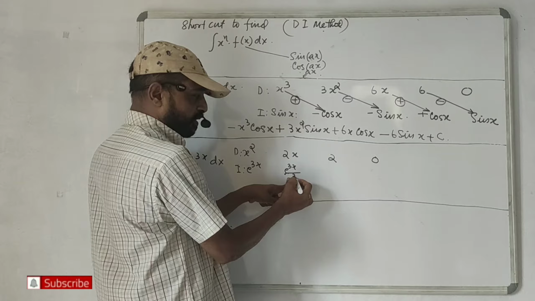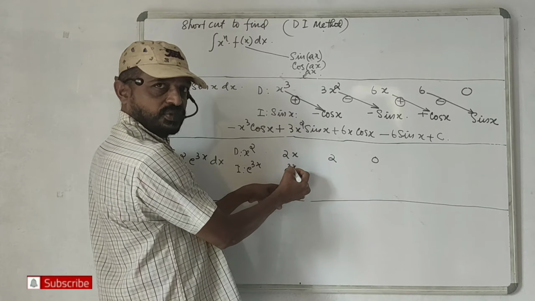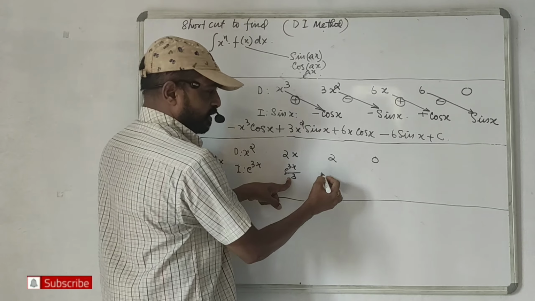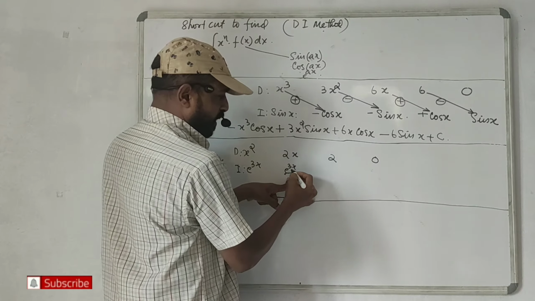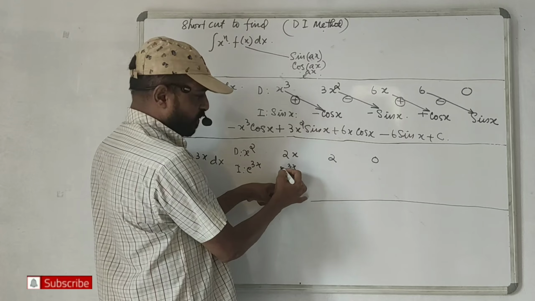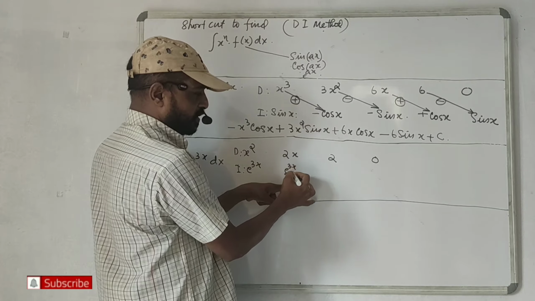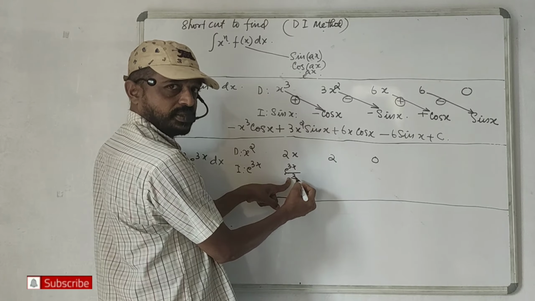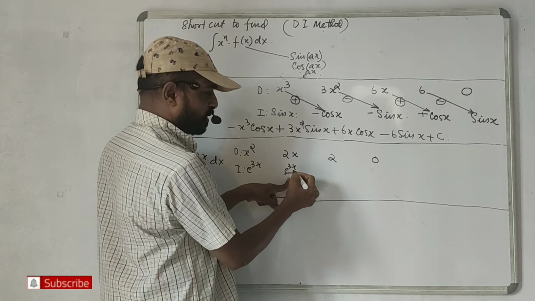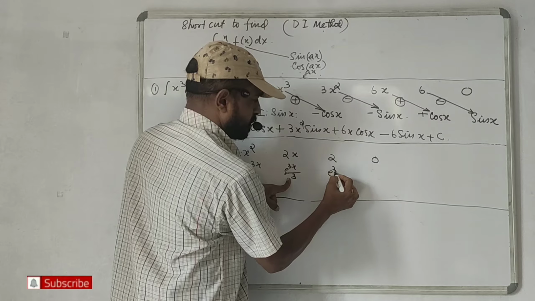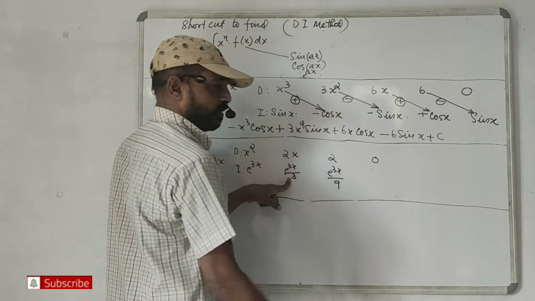So here 1 by 3 into integral of e raised to 3x. How do you integrate this? This 1 by 3 is a constant. 1 by 3 into integral of e raised to 3x is e raised to 3x by 3. So 1 by 3 into e raised to 3x by 3 is e raised to 3x by 9.